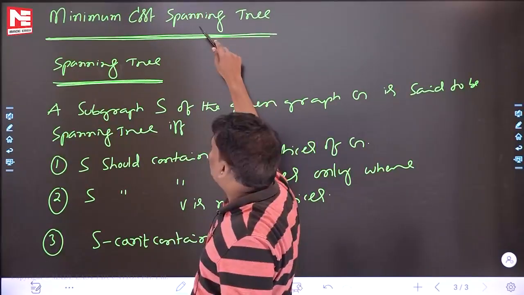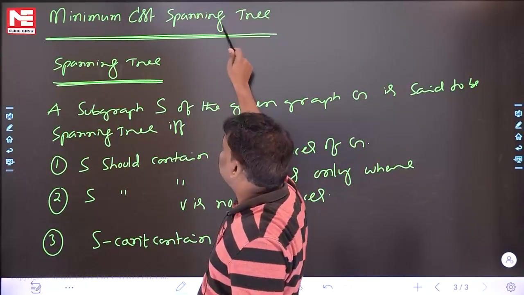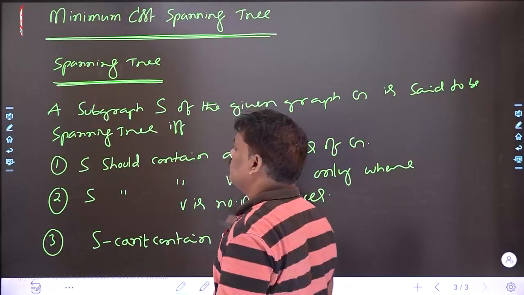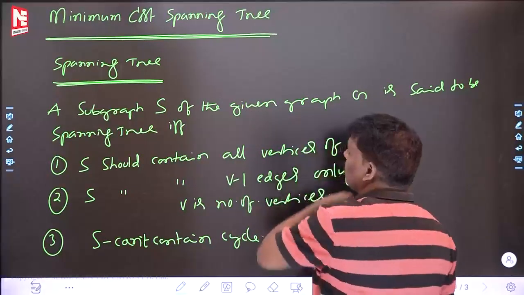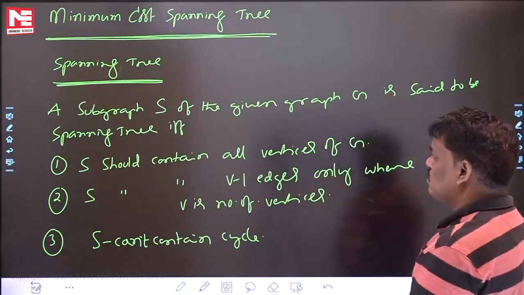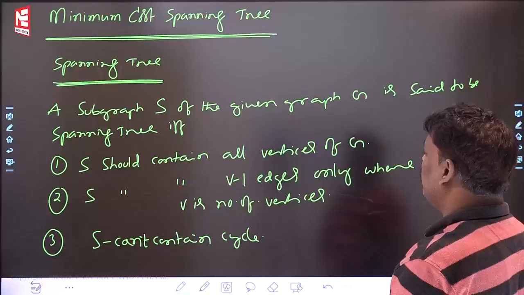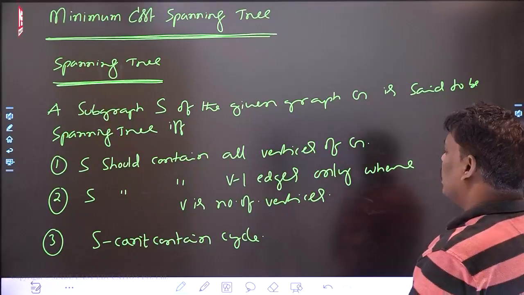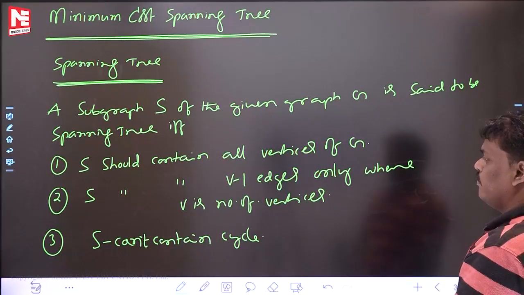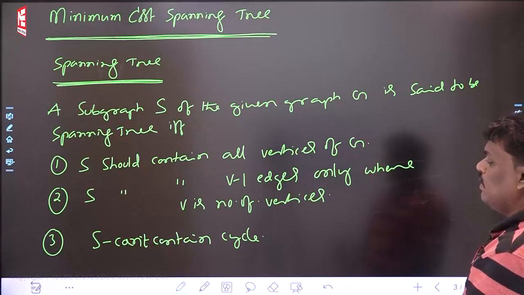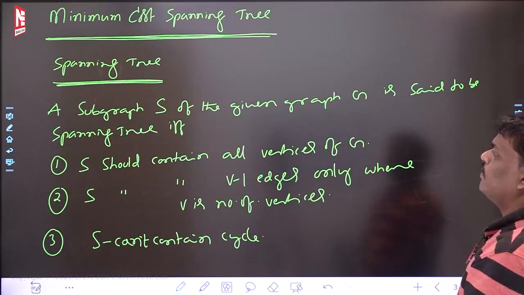In minimum cost spanning tree, the major concept is the spanning tree. I have written the definition also, and within a few minutes I will explain. Let me read the definition. A subgraph S of the given graph G is said to be a spanning tree if and only if: first, S should contain all vertices of G; second, S should contain V minus 1 edges only, where V is the number of vertices; third, S cannot contain a cycle. This is the definition.